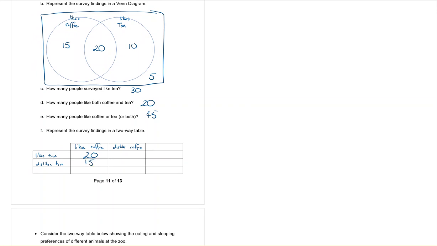Let's do the next part. Dislikes coffee and dislikes tea. Dislikes both of them. That's the one out here, that's the 5. Sorry, that one was the 5. That was the dislikes both.